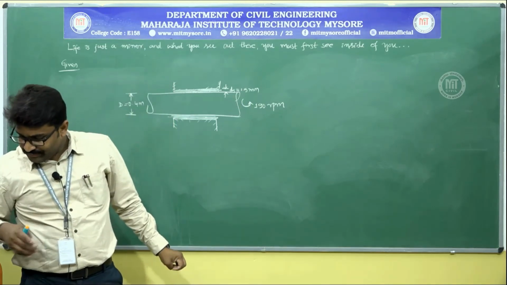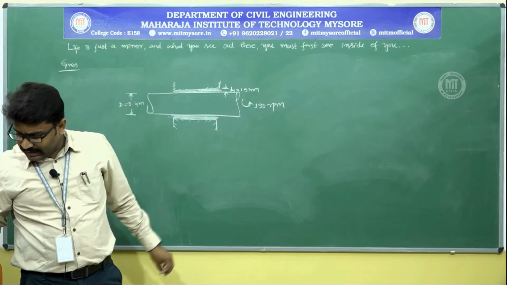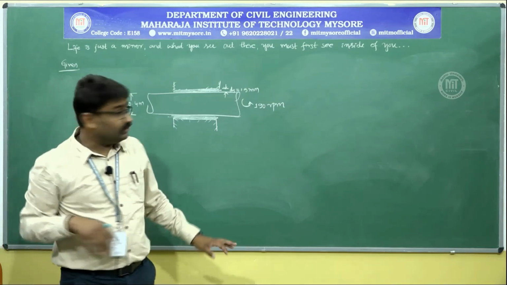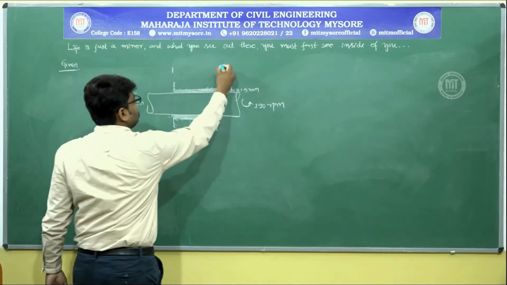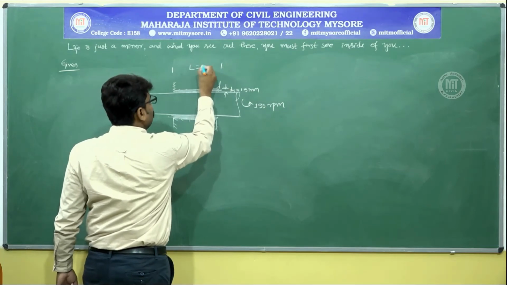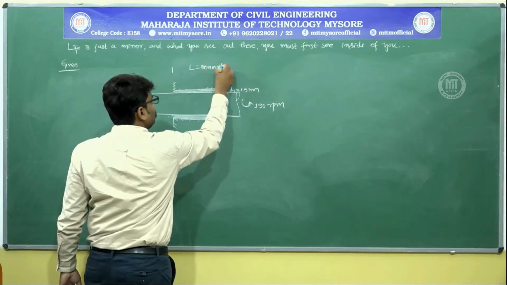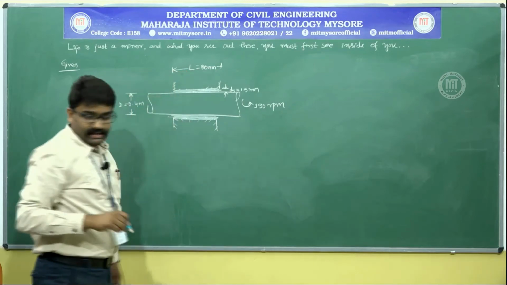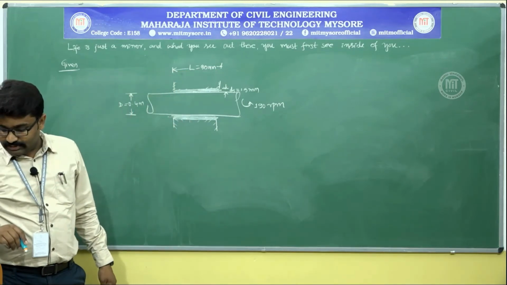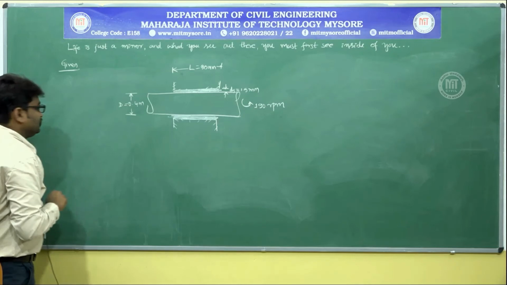What next is given? Calculate the power loss in the bearing for a length of 90 millimeter. That means this sleeve length L is equal to 90 millimeter. So what needs to be calculated is the power lost in the bearing.